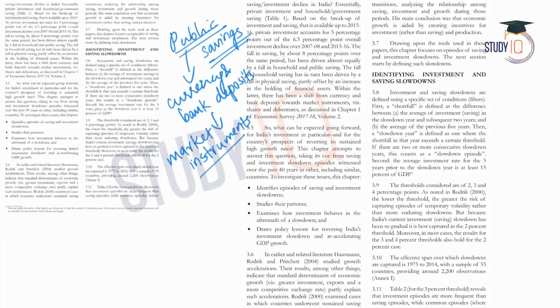Market instruments means shares and debentures. So now the savings are in the form of shares and debentures. Earlier it was in the form of currency and bank deposits. And one probable reason for this is demonetization. So with demonetization, the pattern of public savings has changed.